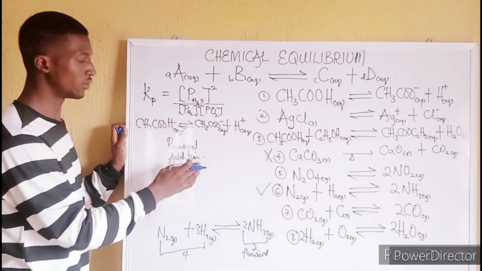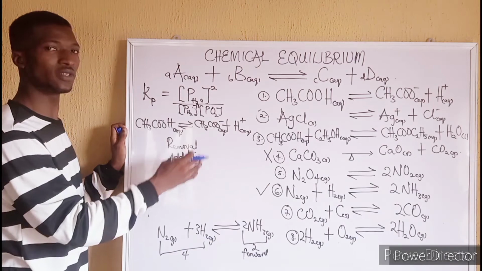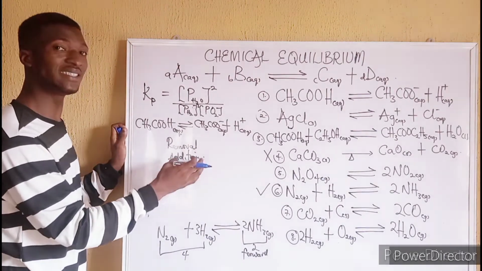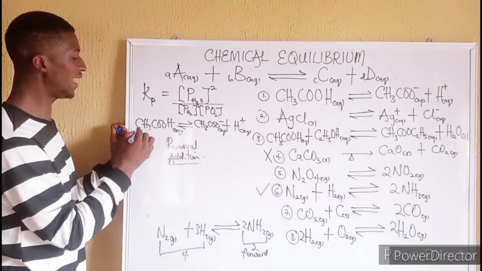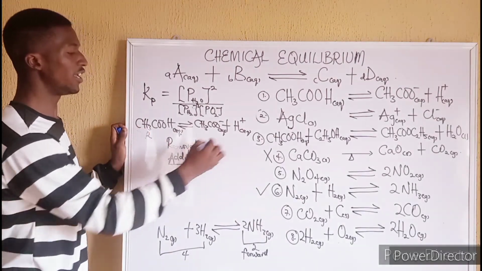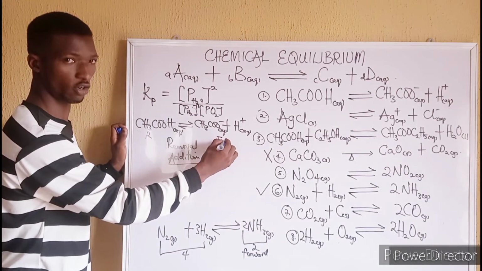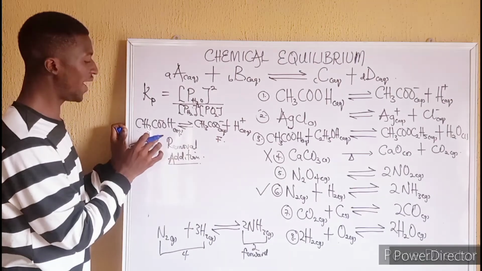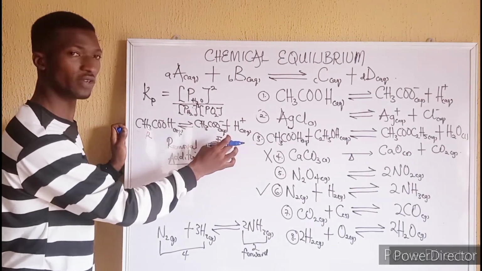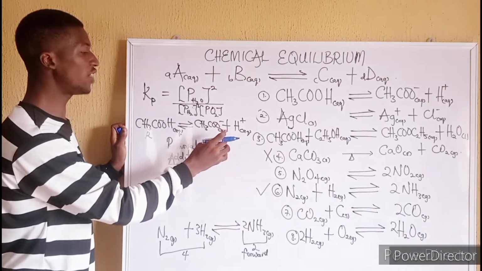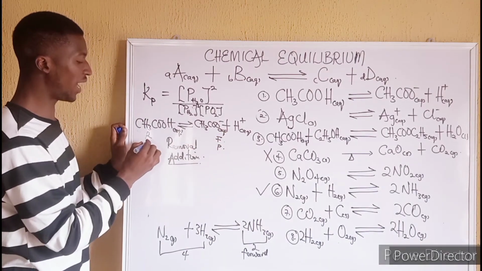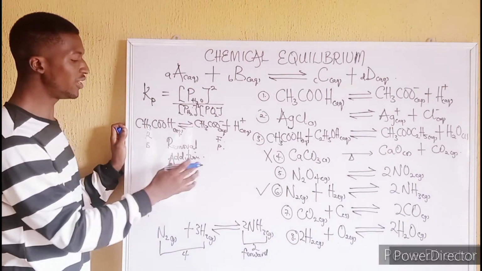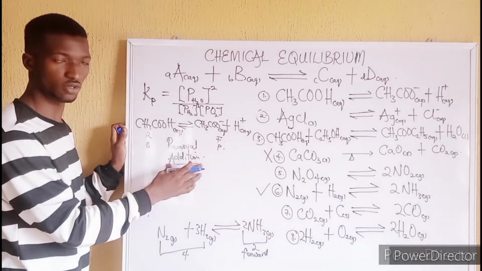Now for addition, addition will take opposite effect, in which the opposite side to which has been added is favored. Now when I add to the reactant, it means the forward will be favored. But if I should add to the product, the backward reaction will be favored. This is the case of concentration.